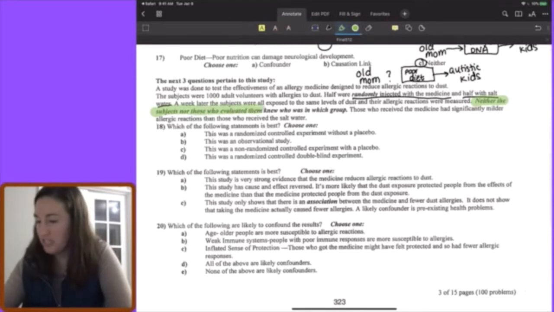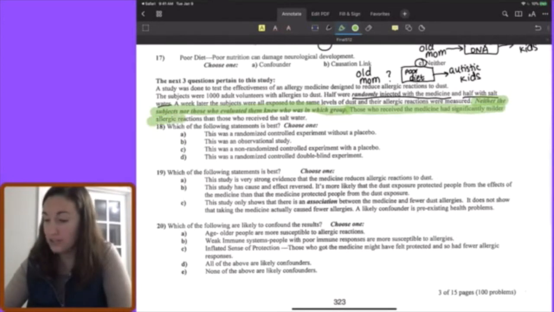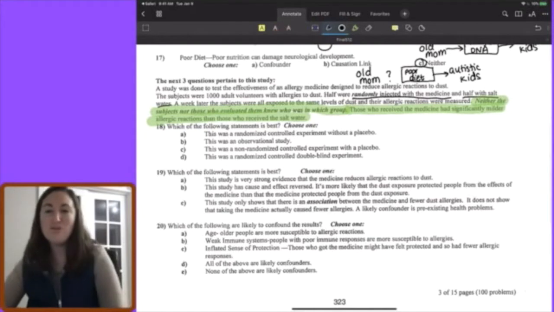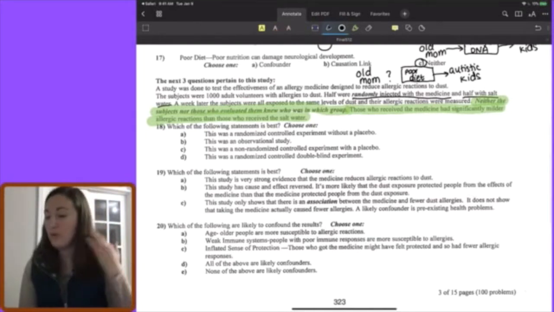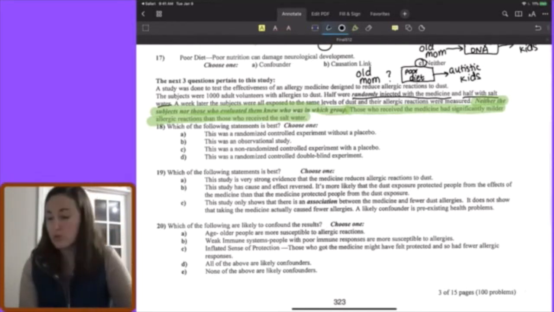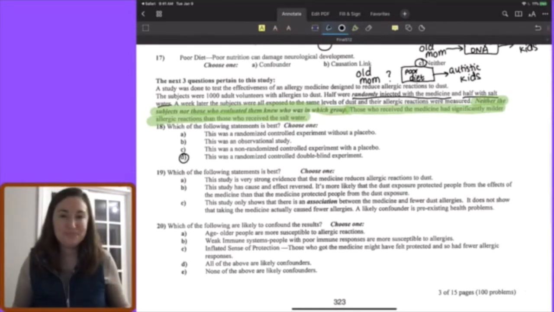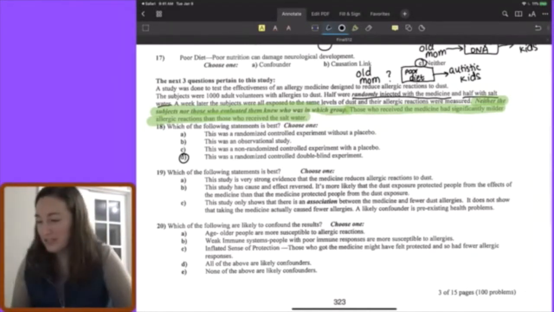Oh no, this isn't the outcome. Neither the subjects nor those who evaluated them knew who was in each group. This is telling us it was double blind. This is the outcome. Those who received the medicine had significantly milder allergic reactions than those who received the salt water. So the salt water in this case is the placebo, right? It's just something to not allow the subjects to know which group they're in. So this is good. This is a randomized controlled double-blind experiment, right? This is D. So this is our ideal experimental design.